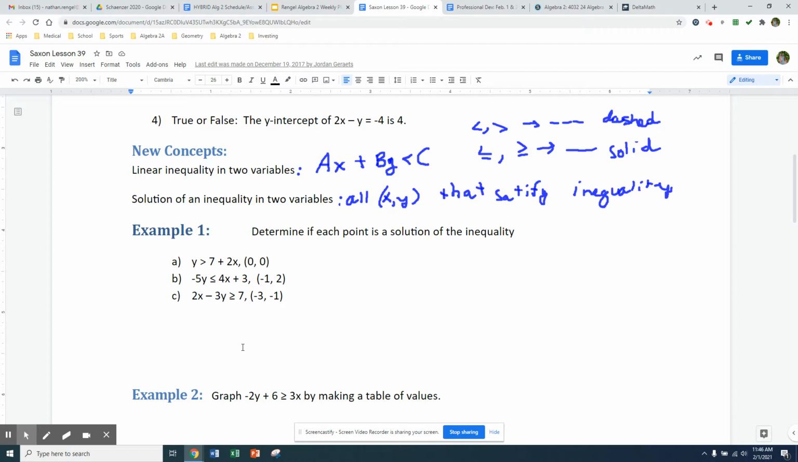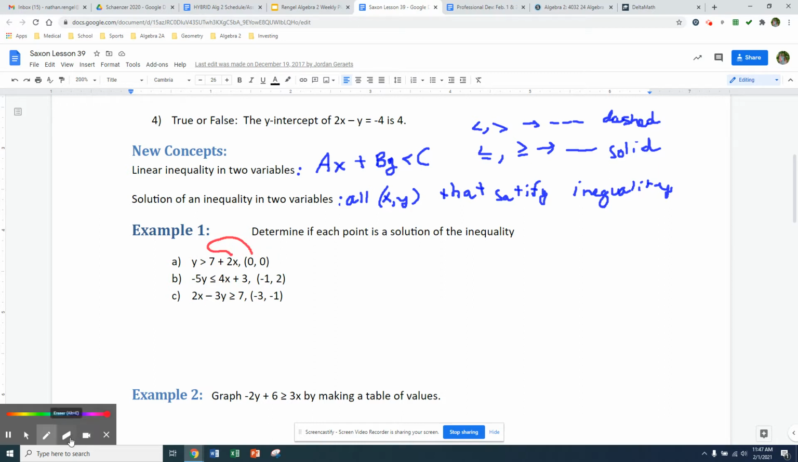A solution of an inequality in two variables is all the xy pairs that satisfy your inequality. So any x and y that you can substitute into the inequality, and if it makes the inequality true, that would be an example of a solution. And that's exactly what we're going to do in these first examples: we are going to test these x and y values.